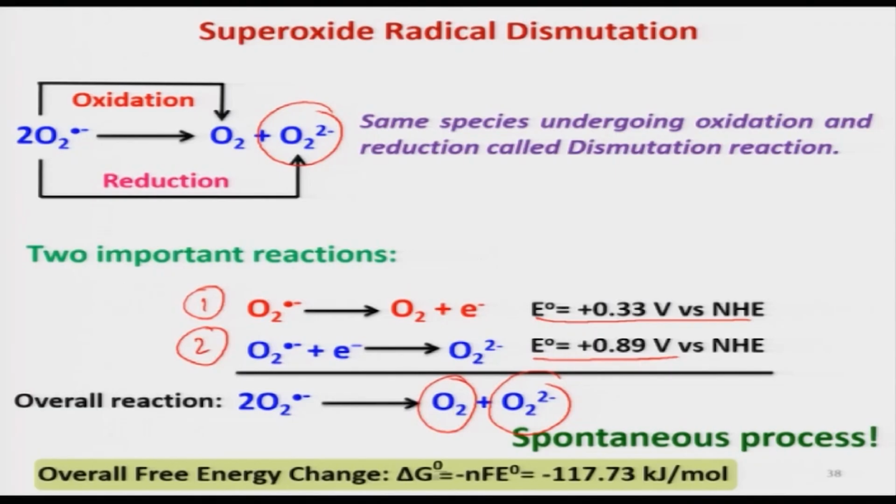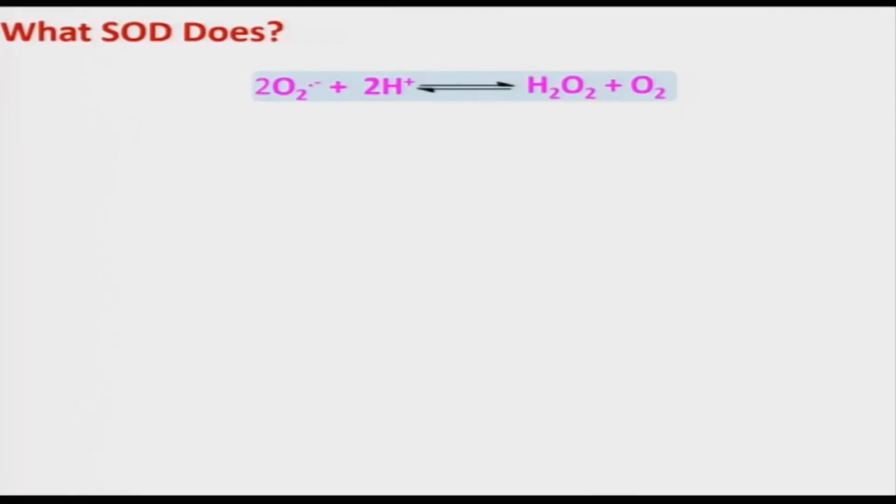This being so, why did nature design an enzyme called superoxide dismutase to do this decomposition process? Although it is a spontaneous reaction, as I have shown you, delta G is large negative and thus spontaneous. So, this will always happen, but nature needs this superoxide to be decomposed as fast as possible, because superoxides are extremely poisonous in the biological system.